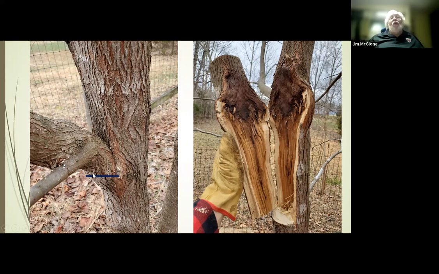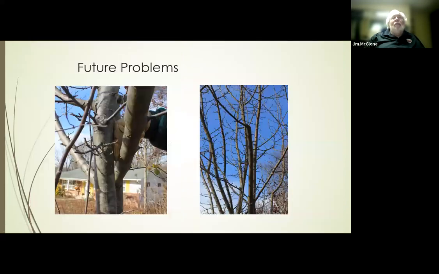So this would be one of the ways you could deal with a relatively small bad branch union. If this was a much bigger tree, then you might have to go up and cable it, because then you would be making a really big wound on this tree. This is one of those future problems.